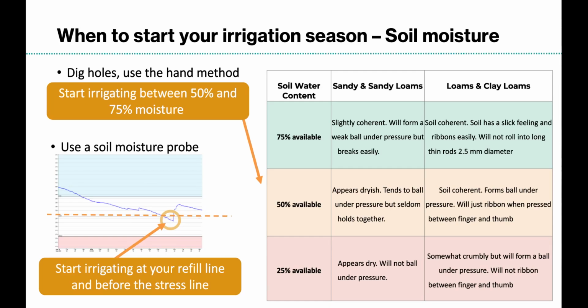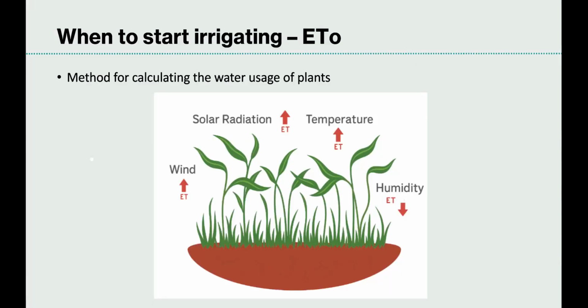You can follow the hand method on this slide by digging a hole, taking a sample of soil and trying to form a ball in your hand. If you've identified that the moisture level is between 75% and 50%, you can start irrigating. And if you've got a soil moisture probe, that'll work really well too. Just track where your moisture levels are and then irrigate when you hit your refill line, and definitely before you hit your stress line. The other method involves calculating the water usage of your plants.